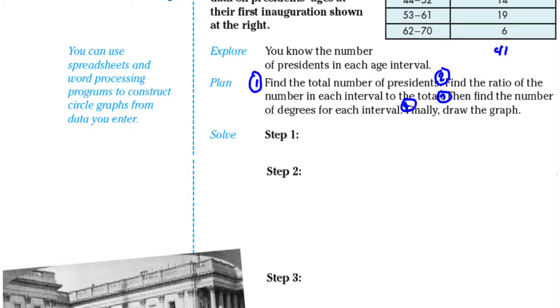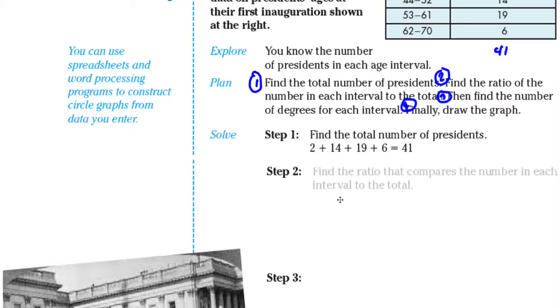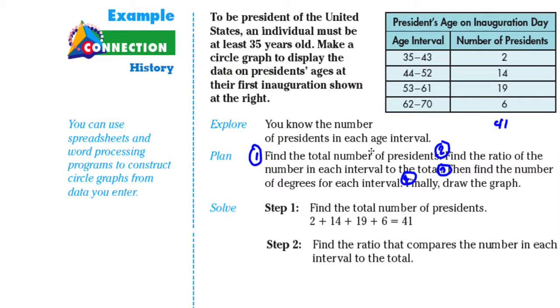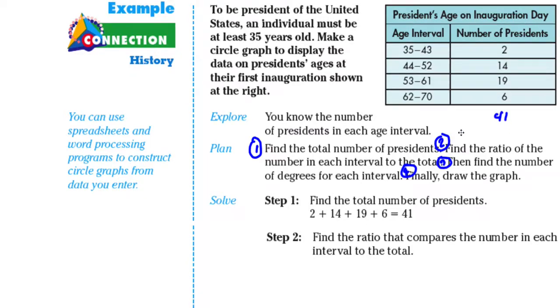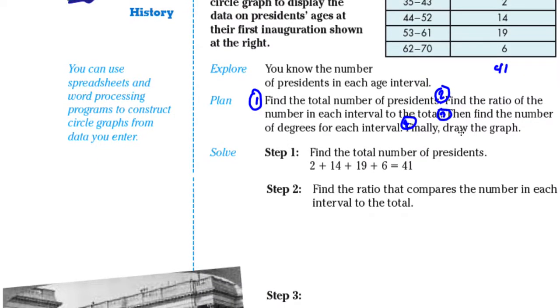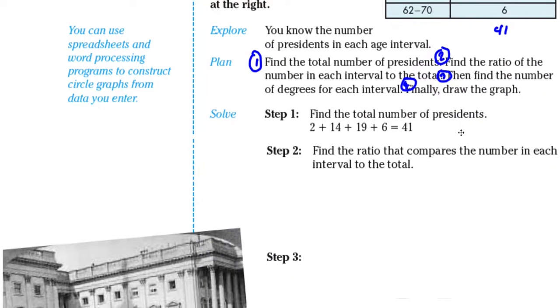So let's take a look at our first step. Total number of presidents would be 41. We discussed that. And step number 2, we want to find the ratio that compares each number to the total. That means you will get the number for each interval and find the ratio to the total. So this is 2 over 41, 14 over 41, 19 over 41, and 6 over 41.